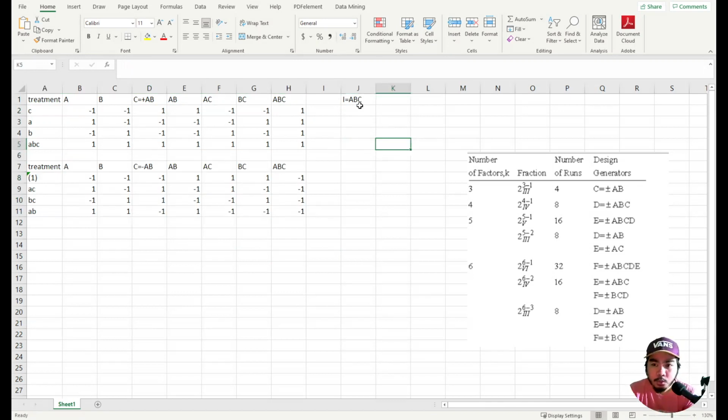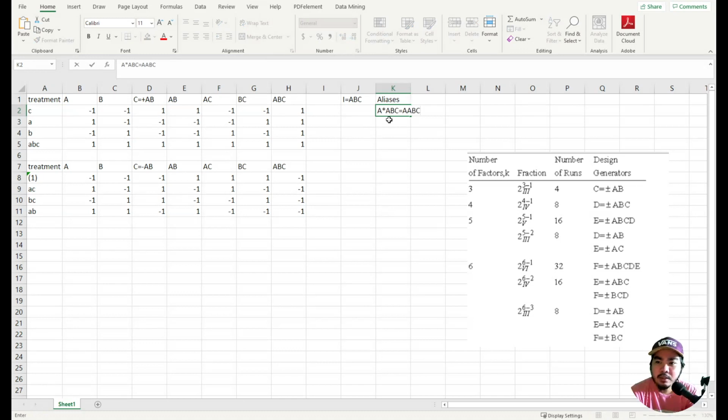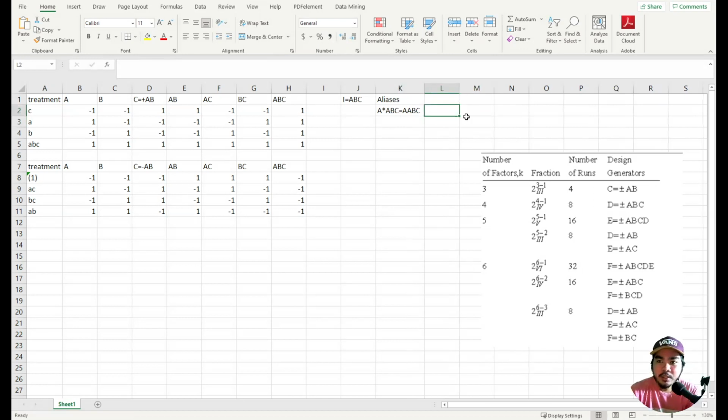If you were to compute the aliases, what we do is we just multiply the defining contrast by the main factors. No? So for example, A multiplied by the defining contrast ABC gives us AABC. Tama? And AABC is equal to, sorry, to get A, like that.